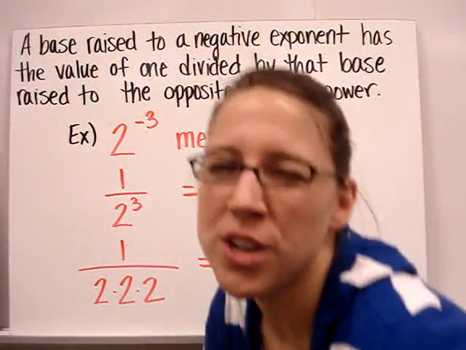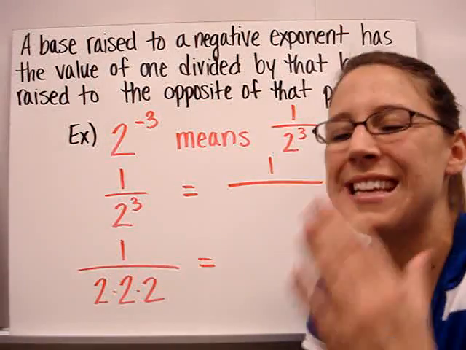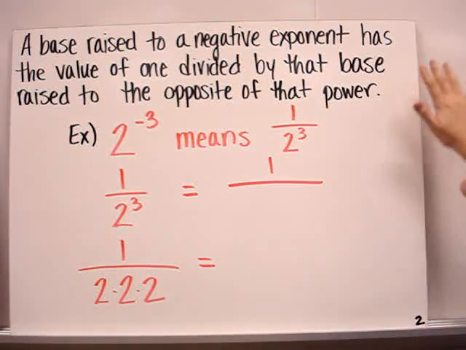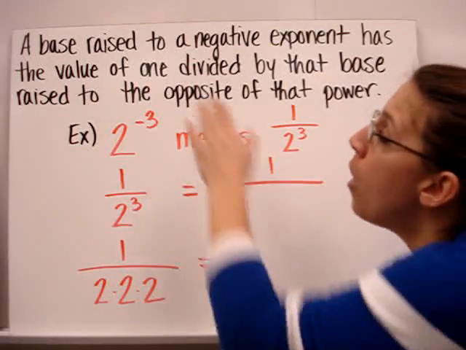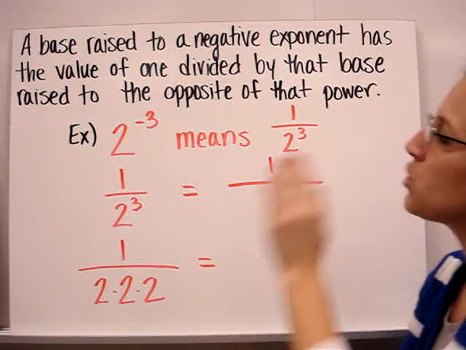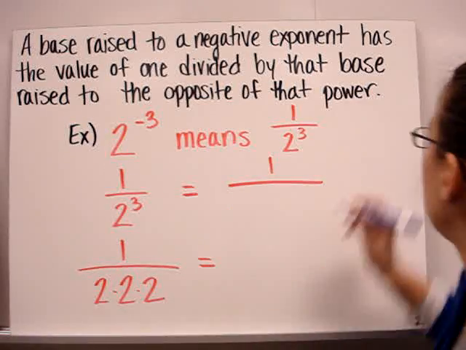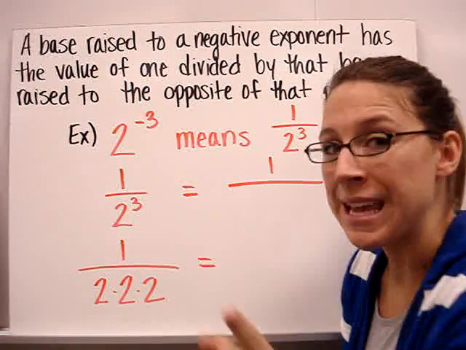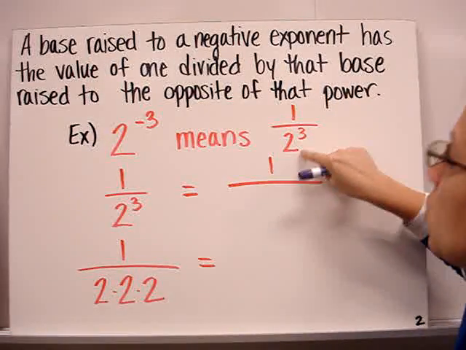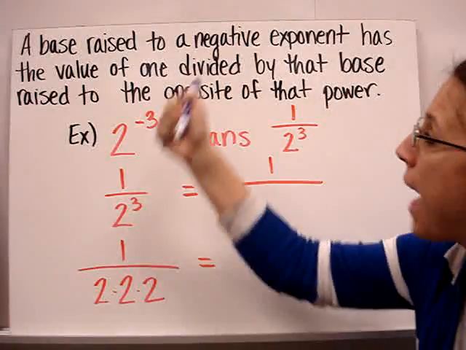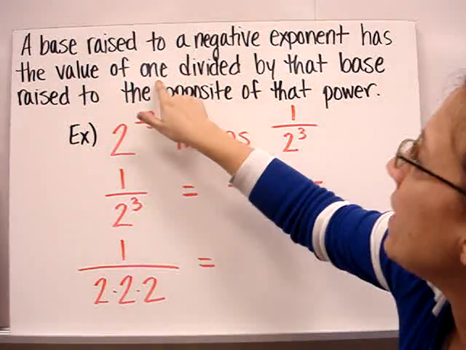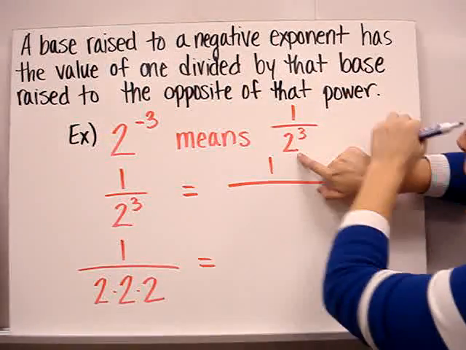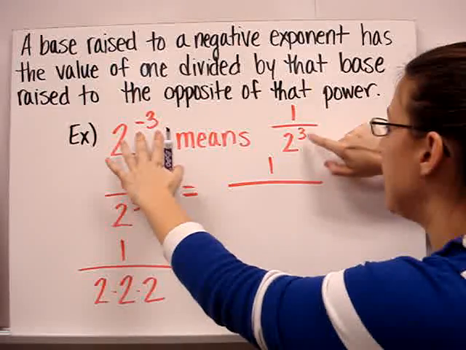Here is your definition, or what you need to keep in mind to keep you in line with this rule, so to speak. A base raised to a negative exponent has the value of 1 divided by that base raised to the opposite of that power. So, the example 2 to the negative third means 1 divided by 2 to the third. The opposite of negative 3 is 3.